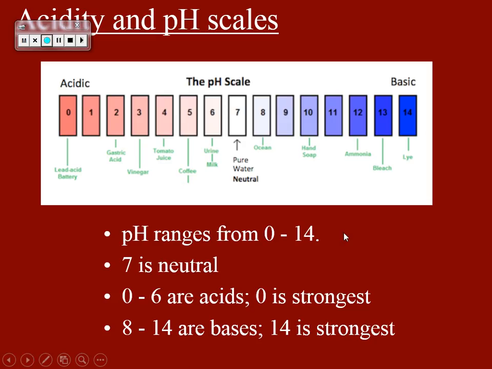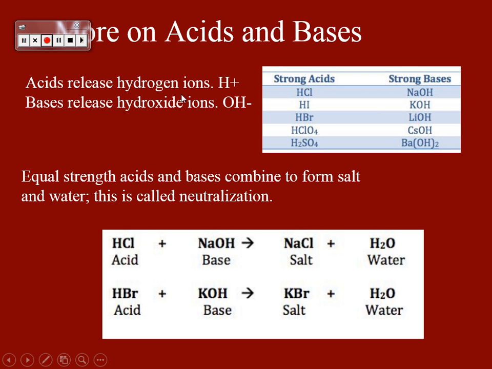All right, pH scale. If you look at it, 7's right in the middle. This is neutral. The farther away from 7 you are, the stronger you are. So 0 is the strongest acid, and 14 is the strongest base. Acids release the H plus ion, the hydrogen ion, and so if you look at all these acids, you see that H right in the front. Bases release the hydroxide ion, and if you look at all the bases, they all end in that OH.